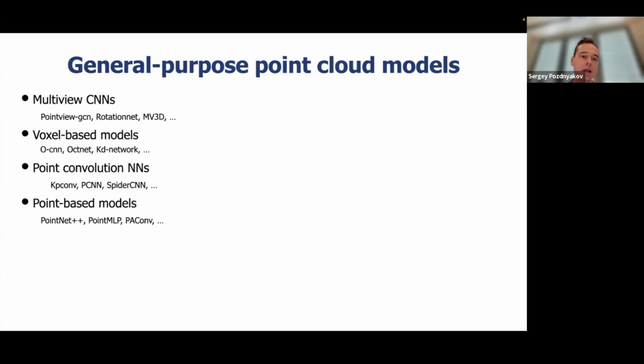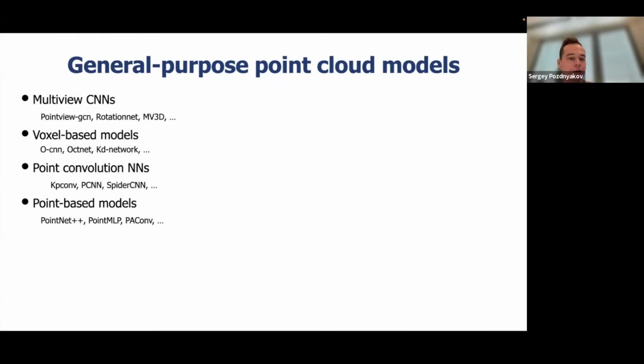The first class are so-called multi-view convolutional neural networks. And the idea here is very simple. We just project our three-dimensional point cloud onto one two-dimensional projection or onto several ones. And next, we apply standard 2D convolutional neural networks to these projections. The second class of models are so-called voxel-based models. And the idea here is that we project our three-dimensional point clouds onto a three-dimensional grid of three-dimensional pixels that are called voxels. And next, we apply some three-dimensional convolutional neural network.